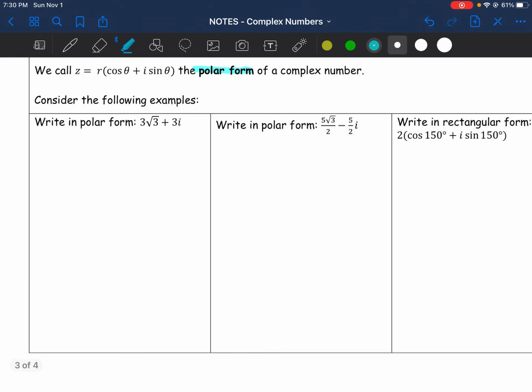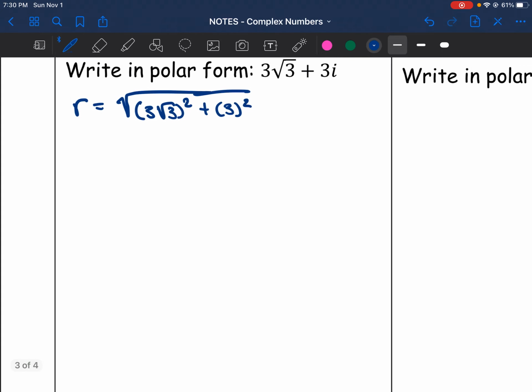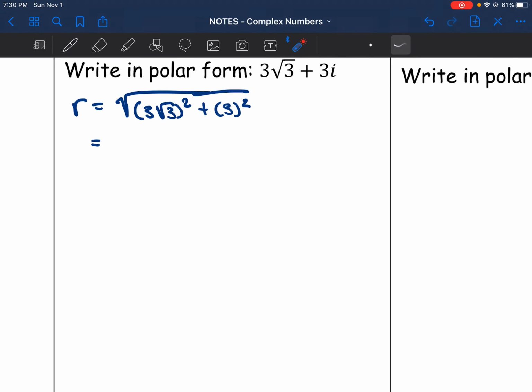Let's get a little bit of practice here. So here we have a complex number in rectangular form, 3 square root of 3 plus 3i. Let's go ahead and write it in polar form. First, let's start by finding the modulus. The modulus r is equal to the square root of a squared plus b squared. We know a is 3 square root of 3, so 3 square root of 3 squared plus 3 squared. Let's think about this for just a second. 3 square root of 3 squared is 3 square root of 3 times 3 square root of 3. 3 times 3 gives us 9. Square root of 3 times square root of 3 gives us 3, so that's just 9 times 3.